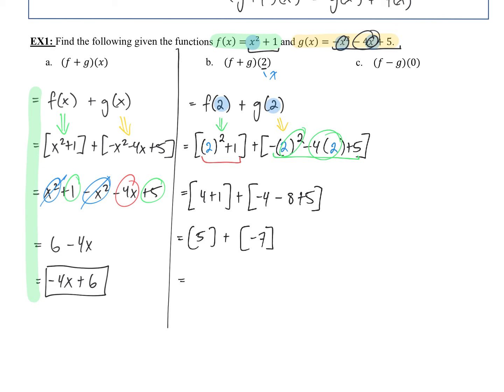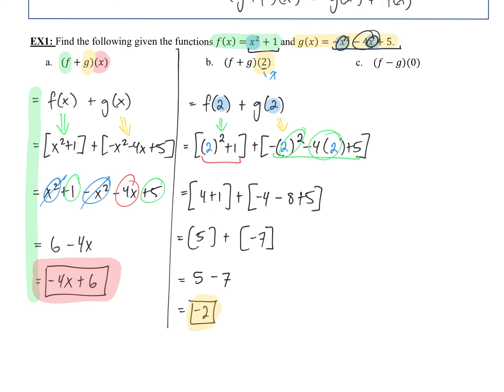Alright, and then we can go ahead and drop the parentheses, so we have 5 minus 7. 5 minus 7 is going to be negative 2. So notice, when we replaced our x value with a number, that's when we end up with an actual number value instead of just another polynomial. If we don't replace our x with a number, if we just keep x in the function notation there, we'll end up with another polynomial, which is the combined version of the original polynomials f and g.